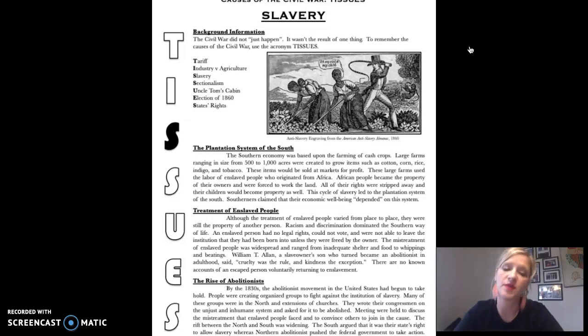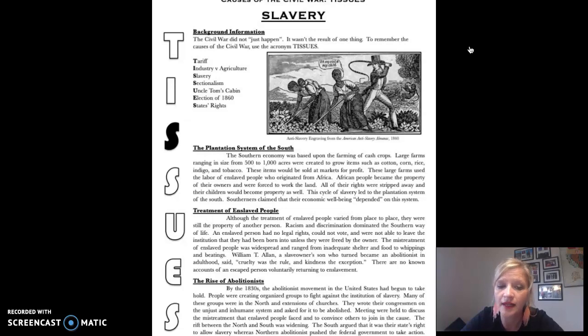Treatment of enslaved people. Although the treatment of enslaved people varied from place to place, they were still the property of another person. Racism and discrimination dominated the Southern way of life. An enslaved person had no legal rights, could not vote, and was not able to leave the institution that they had been born into unless they were freed by the owner. The mistreatment of enslaved people was widespread and ranged from inadequate shelter and food to whippings and beatings.